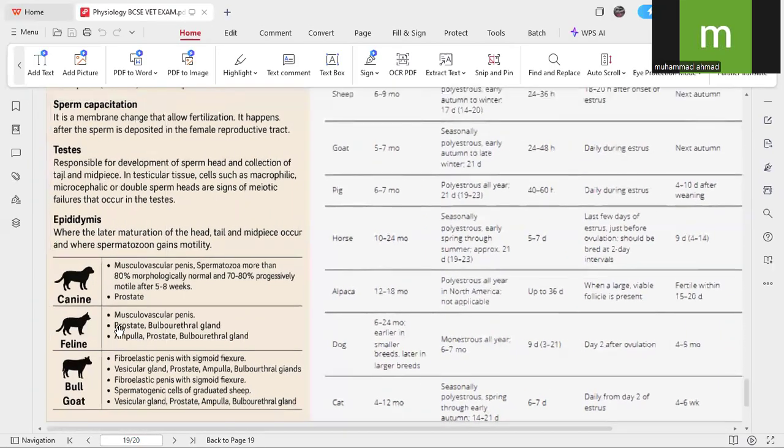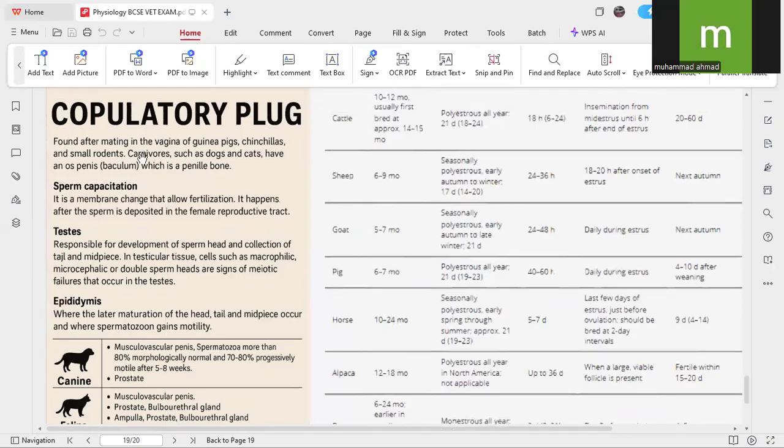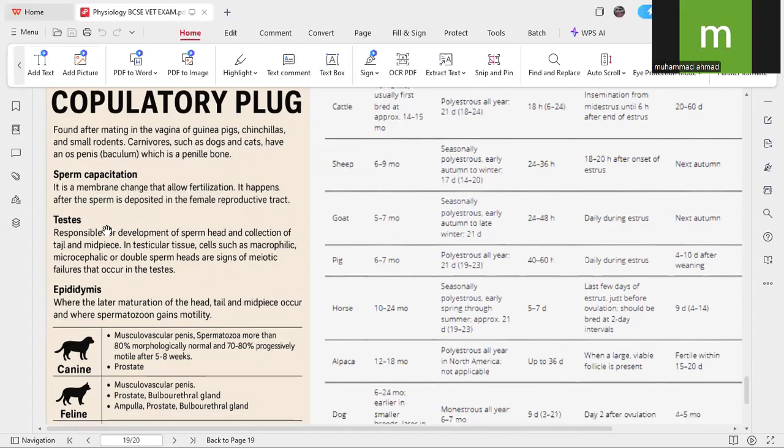One important slide is the copulatory plug, found after mating in the vagina of the guinea pig. Chinchillas, small rodents, and carnivores such as the dog and cat have an os penis, the baculum, which is a penile bone. Sperm capacitation is a membrane change that allows fertilization. It happens after the sperm is deposited in the female reproductive tract.